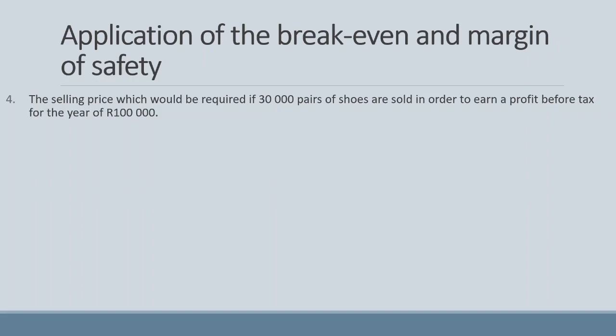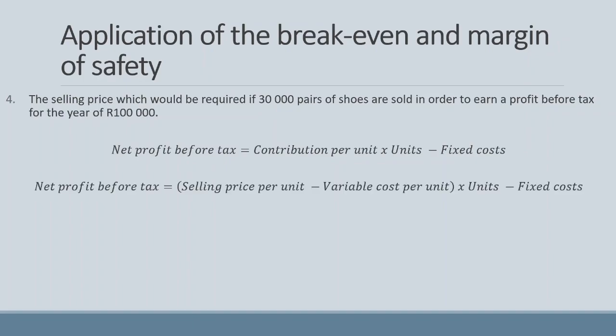Our next required is a bit different. Here we are told the number of pairs of shoes and our target profit. This time, we need to calculate the selling price that will achieve this. To answer this question, we will begin with our net profit formula. We will then split the contribution per unit into its components of selling price per unit and variable cost per unit. This step allows us to isolate the selling price, which is what we are trying to calculate.